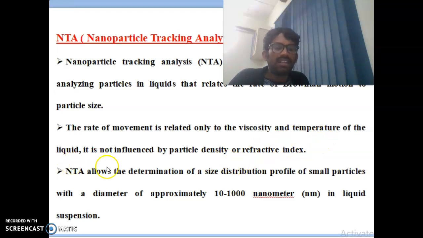And you can see the nanoparticle tracking analysis allows the determination of a size distribution profile of small particles with a diameter of approximately 10 to 1000 nanometers in liquid suspension. Especially, nanoparticle tracking analysis allows the determination of a size distribution of small particles, with diameters of approximately 10 to 1000 nanometers. We can measure this using the technique of nanoparticle tracking analysis.